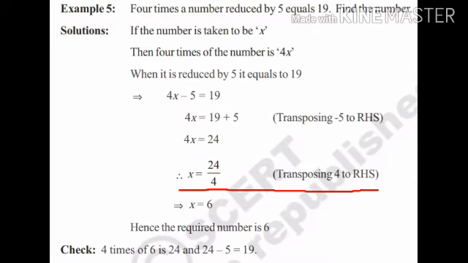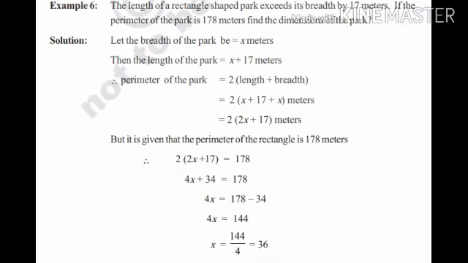Transposing 4 to the right side of the equation, x is equal to 24 by 4. Here 24 is divisible by 4. We will get 6. Therefore, the required number is 6. Example 6. The length of a rectangle shaped park exceeds its breadth by 17 meters. If the perimeter of the park is 178 meters, find the dimensions of the park.